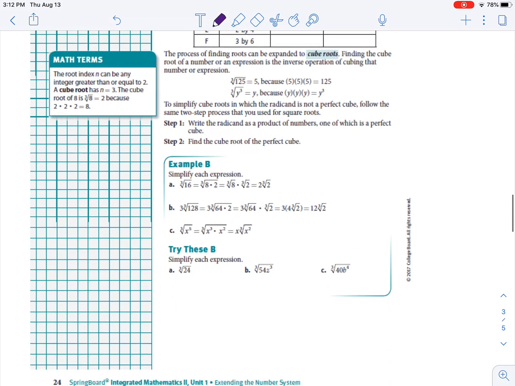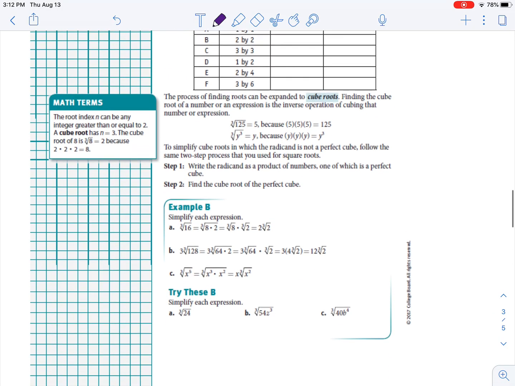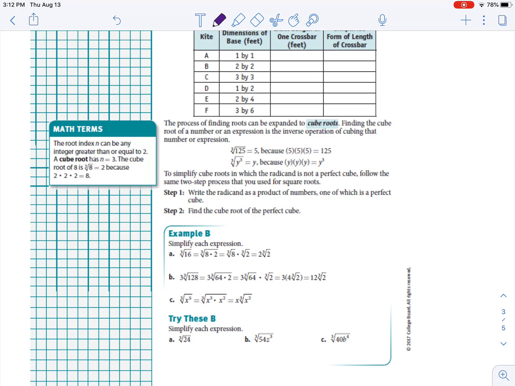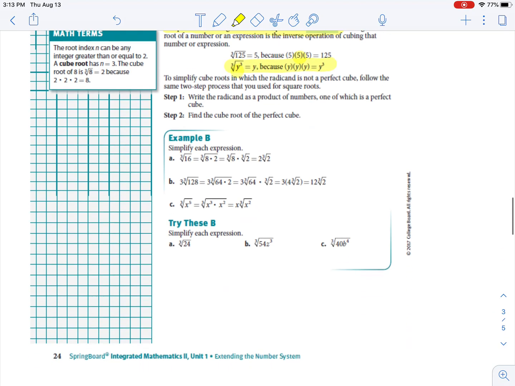Now, on the next page, we're going to skip over number 3, and we're going to talk about some bigger roots. So, for example, we're going to talk a little bit about the cube roots. So the process of finding roots can be expanded to cube roots. For example, the cube root of 125 is 5 because 5 times 5 times 5 is 125. Now, if we had this y cubed and we were looking for a cube root, we could take out all 3 y's. And so the cube root of y cubed is just y. So we're going to practice a couple of those now.